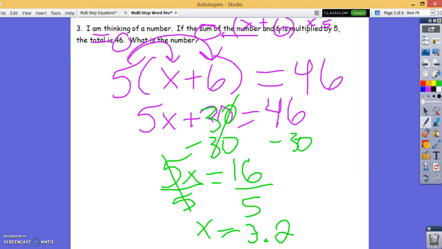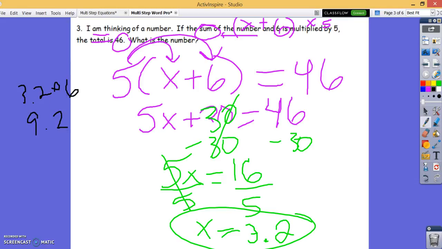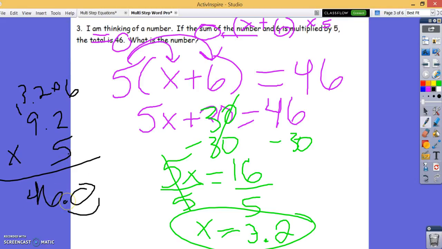I'm going to use 3.2 for now, because I'm going to plug it back in to make sure it works. So my answer is 3.2, but now I want to check it. So the number and 6, so 3.2 plus 6, which would be 9.2. If that's multiplied by 5, the total is 46. So let's go ahead and multiply by 5. 2 times 5 is 10, and then 5 times 9 is 45, plus 1 is 46, 1 decimal space over. So it is a total of 46. So I know that my answer is 3 2/10, or 3 1/5.